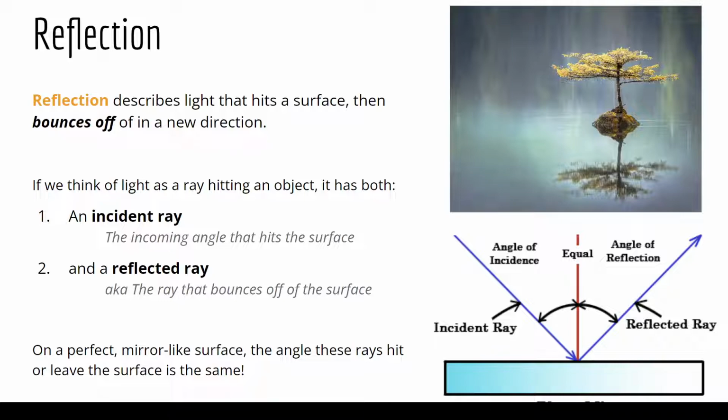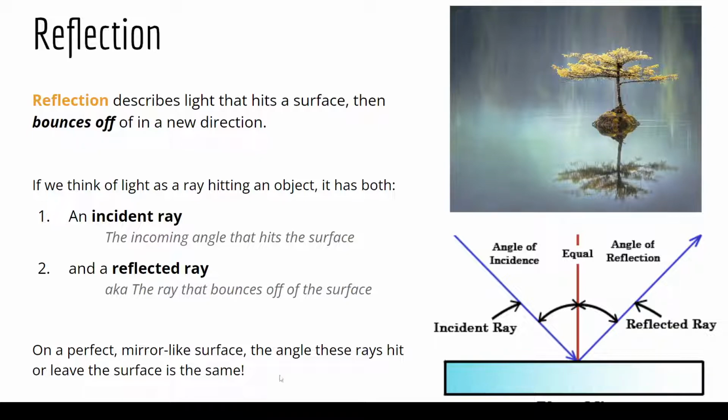So reflection is describing the light that hits the surface, then bounces off, right? We're pretty familiar with what reflections look like and what they are. If we think of light as a ray that hits an object, it has both an incident ray, so that's the ray of the light coming in and hitting the surface, and a reflected ray. That's the direction and the ray of light after it hits the surface and bounces off. Same light, it's just two different ways of thinking of it.